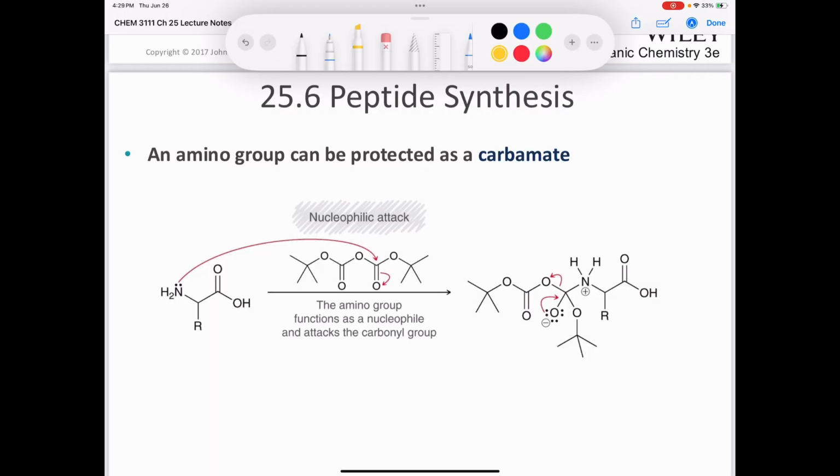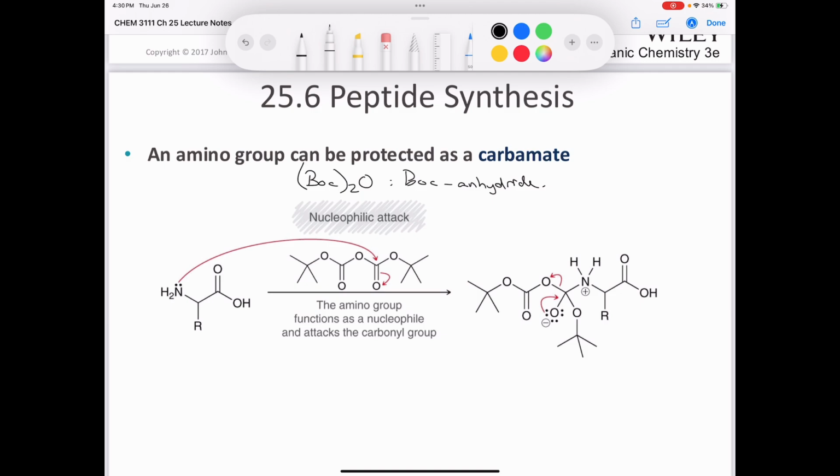So first of all, how would we protect an amino group? Well, the way that we would do it is by using this compound that's shown here. The name isn't written on the screen, but this is di-tert-butyl dicarbonate. The name is in the textbook, of course, and I like to use the shorthand form, which is BOC 2O, and sometimes people call it BOC anhydride. But the correct name is di-tert-butyl dicarbonate.